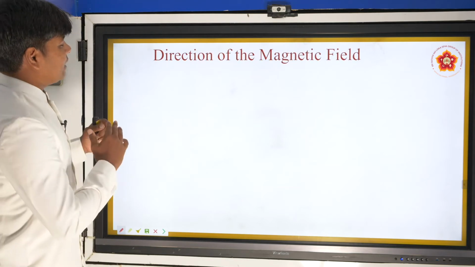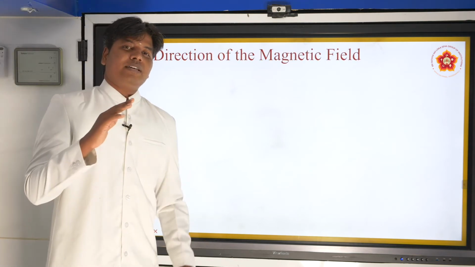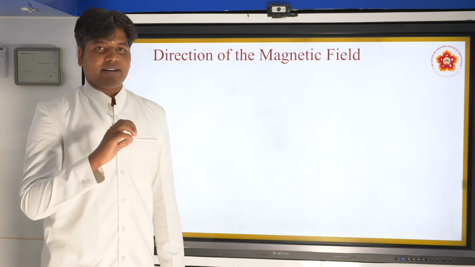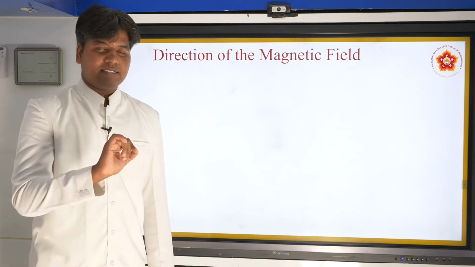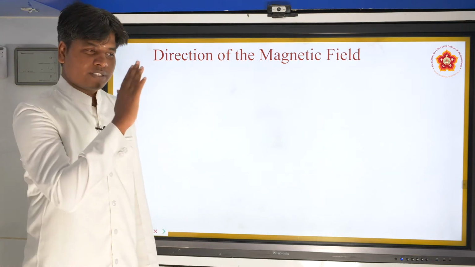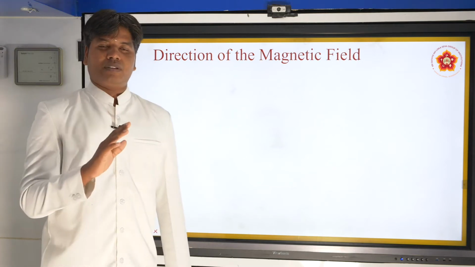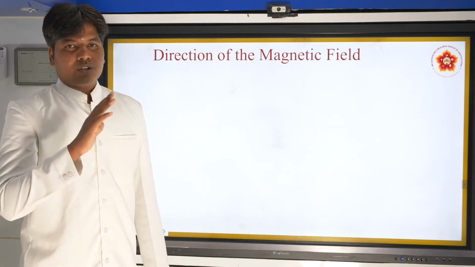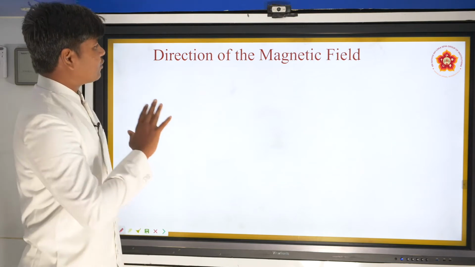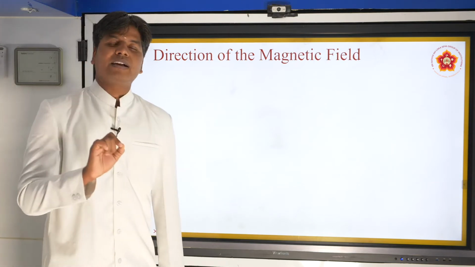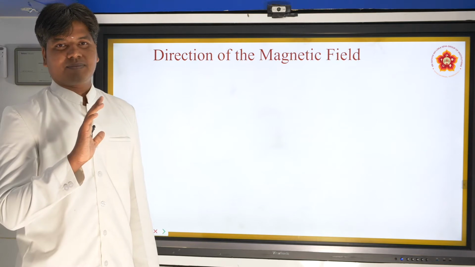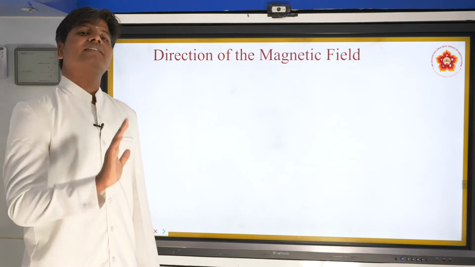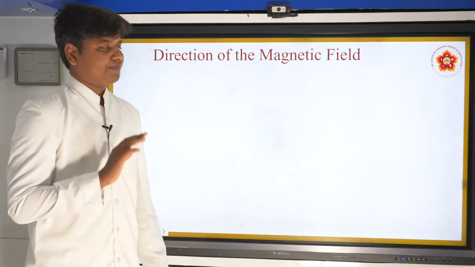So now we know the direction of the magnetic field for a bar magnet. The direction of the magnetic field lines in a bar magnet starts from north and goes to south. This is fixed. So let us study the direction of the magnetic field when you have a current carrying conductor. In which direction does it go? Let us see.